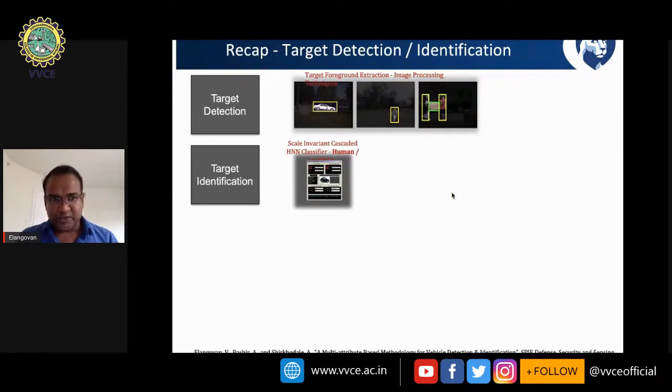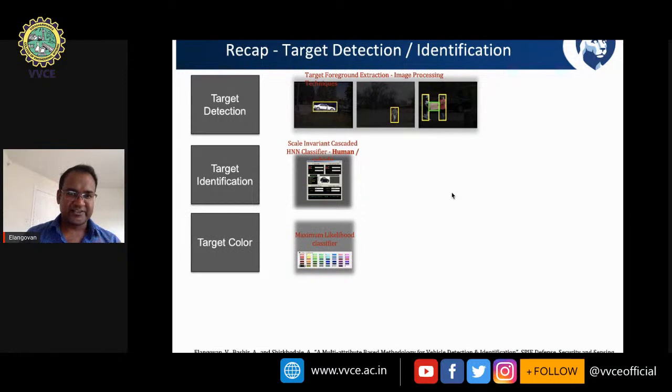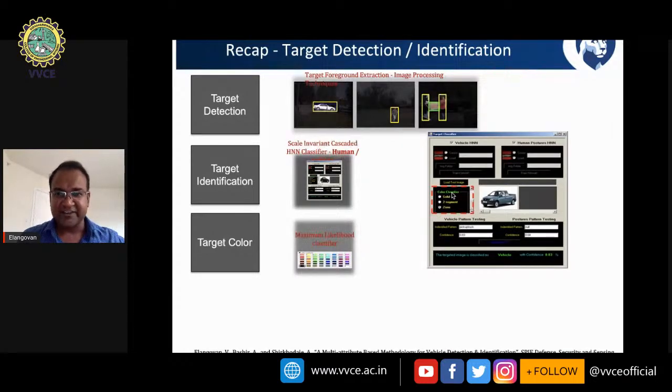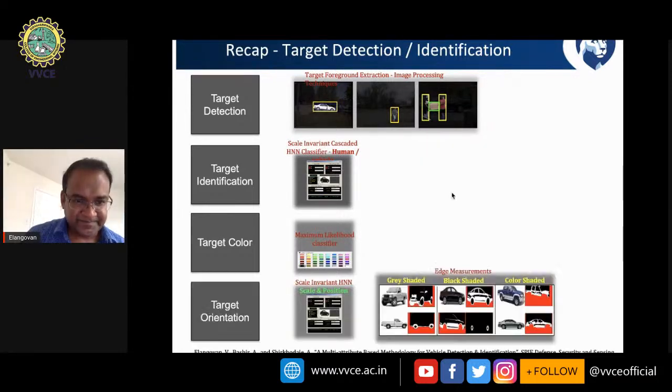Just to summarize, so far we can do target detection. Once we detect the target, we can use a neural network or any machine learning algorithm to identify the target. Once we identify the target, we can try to profile the target, or find more characteristics about it. We can extract the color information, the shape information, the size information about the target, and so on. We can also extract the orientation: by counting the number of wheels and finding the distance between these wheels, we can try to find the orientation.